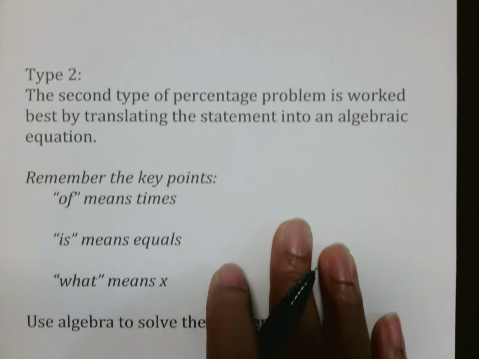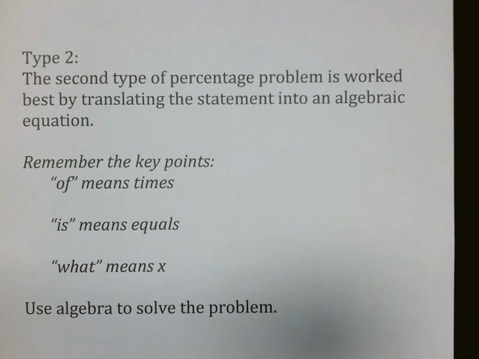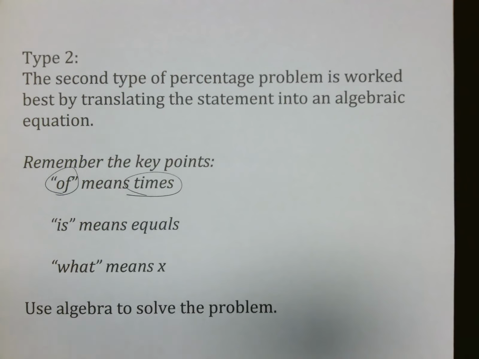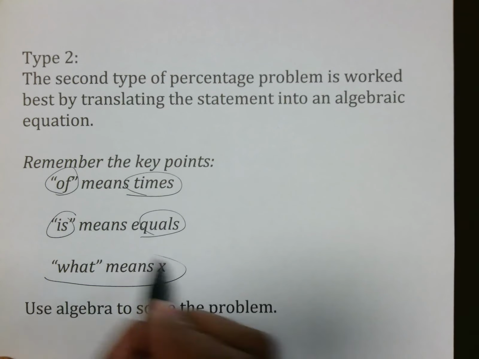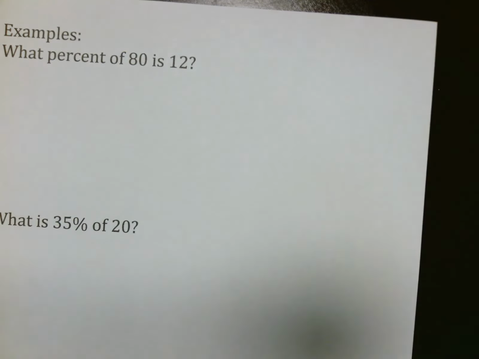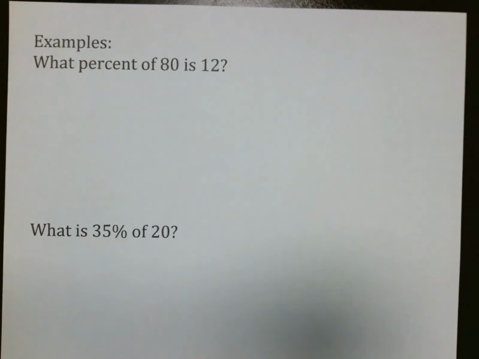Second type of percentage problem is worked out best by translating, keeping in mind some things that we learned. I think I taught you that of means times. We learned that is means equals. We now have to understand this part, which is new to us, which is that what means x. So whenever they say what number or what value or what percent, whatever, that's typically going to be an x. And as long as you can set that up and keep that in mind, I think the next set of problems is going to be pretty easy for you.